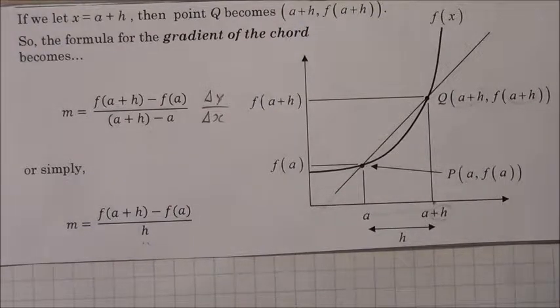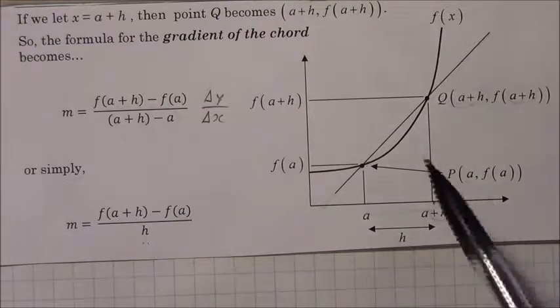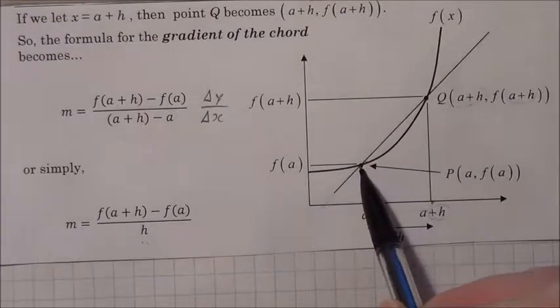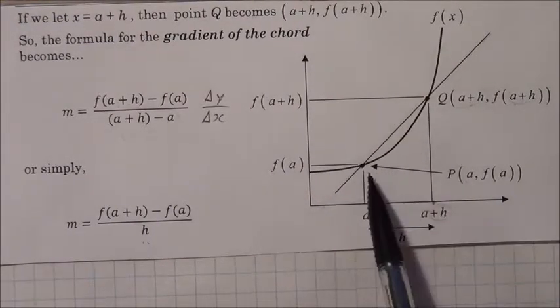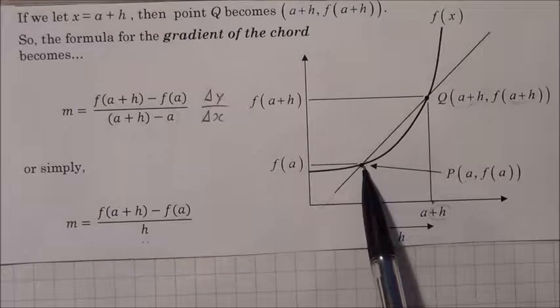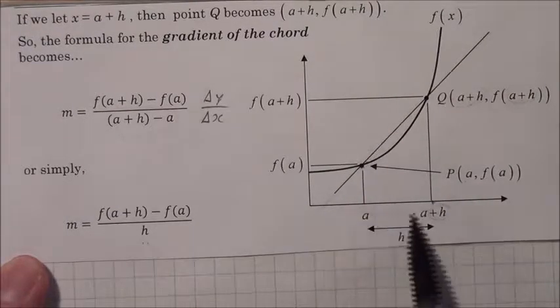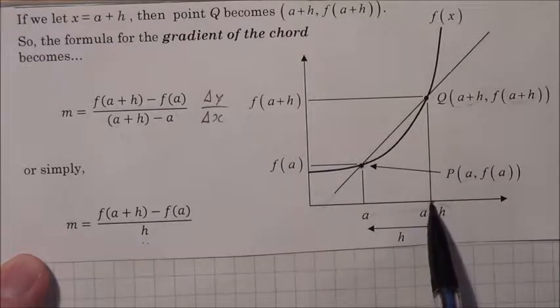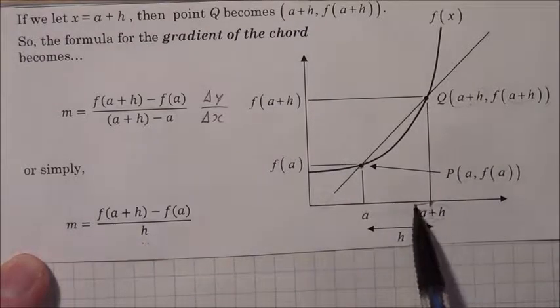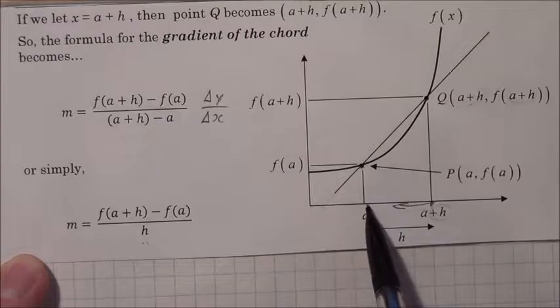Now, like I said, we're trying to find the instantaneous rate of change of the curve at one specific point. So the only way we can get at one specific point is if we move this point, this x value here, closer to this point.